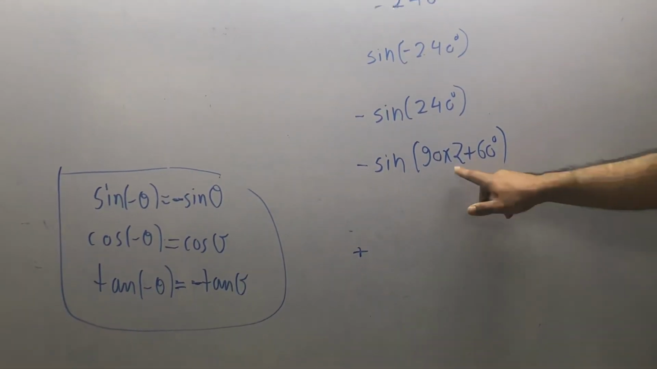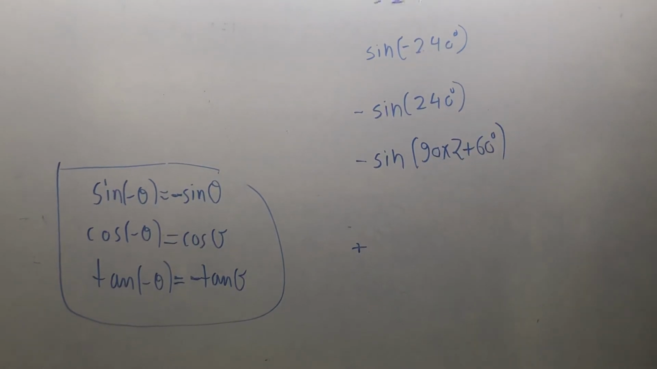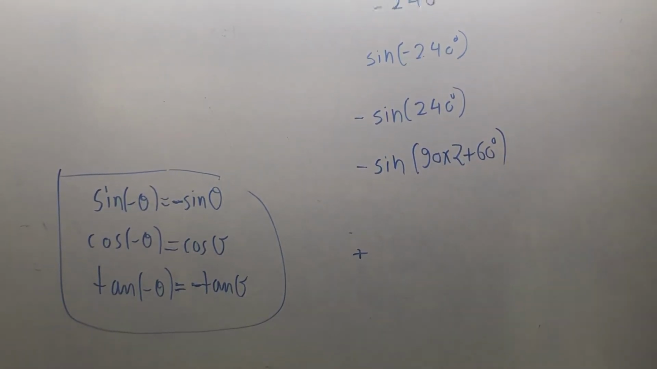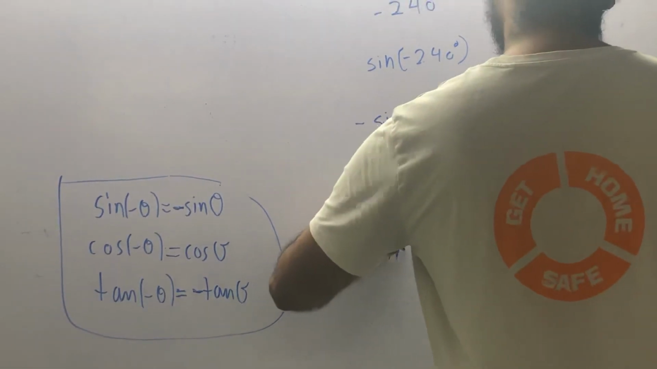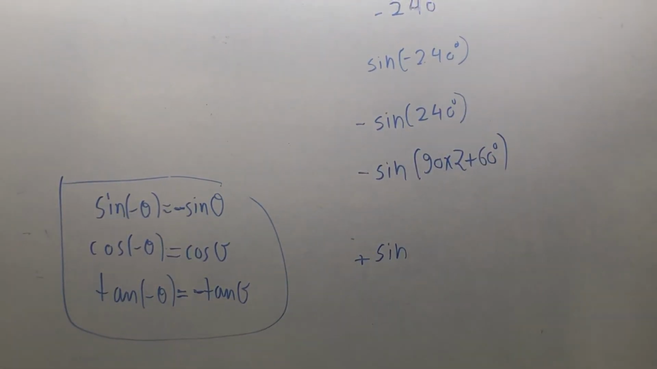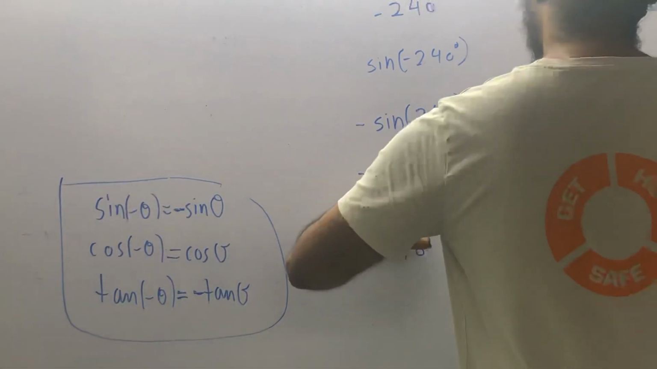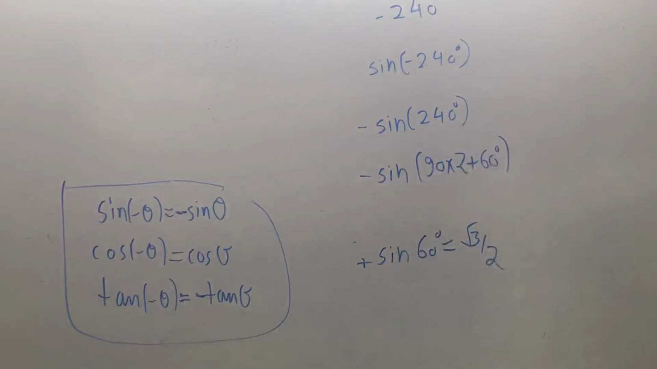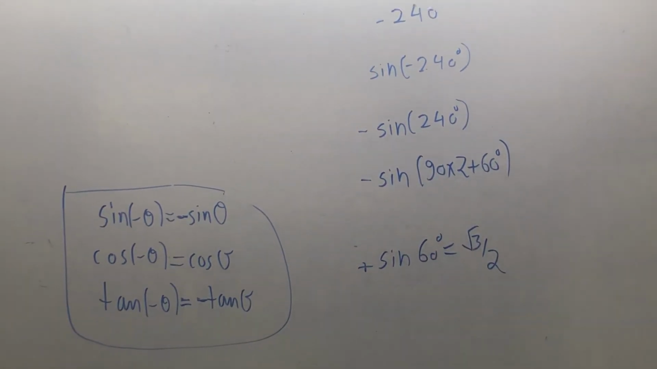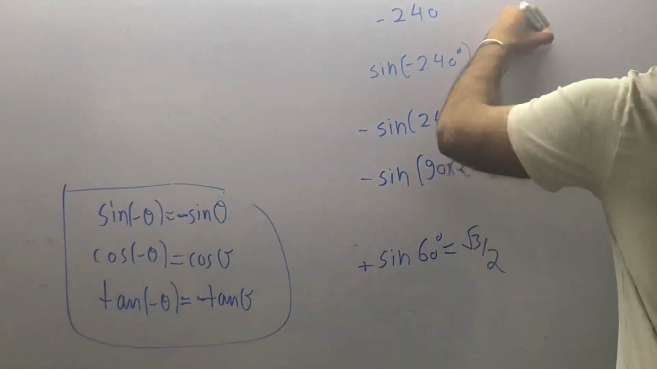Now look carefully here. 2 is even or odd? 2 is even. So sine will remain sine only. It will remain the same. Angle is 60 degrees. This will be root 3 by 2. Sine 60 is root 3 by 2. You all must know that. Okay. Next one.